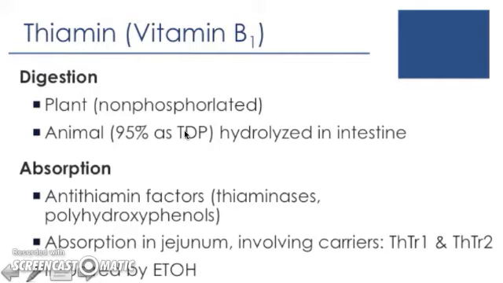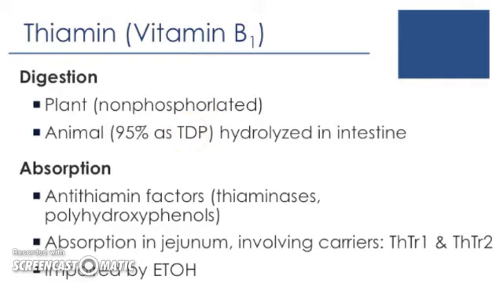Since, as mentioned previously, we absorb only free thiamine, and since when we consume thiamine from animal sources it's going to be in the form of TDP, this form of thiamine will need to be hydrolyzed, so broken down in the intestine to liberate the free thiamine from the TDP, so we have to cleave the phosphate groups to prepare for absorption.